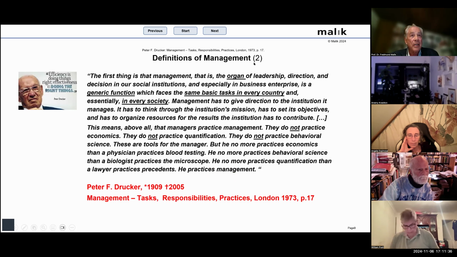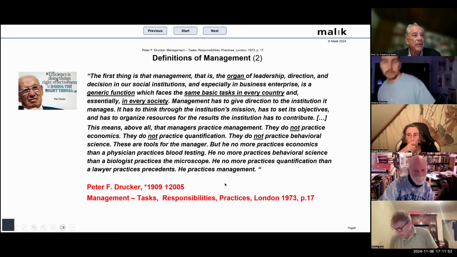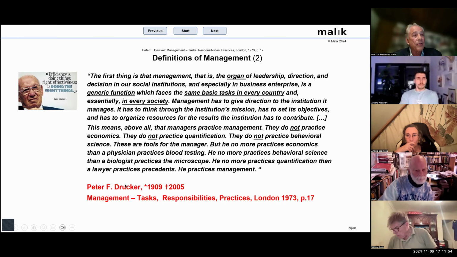So, definitions of management, second possibility. And you see this person, this is Peter F. Drucker. We have been friends. He has died away at 100 years. He actually lived, he is an Austrian, and he lived up to 100 years. And he said, this is his picture here.